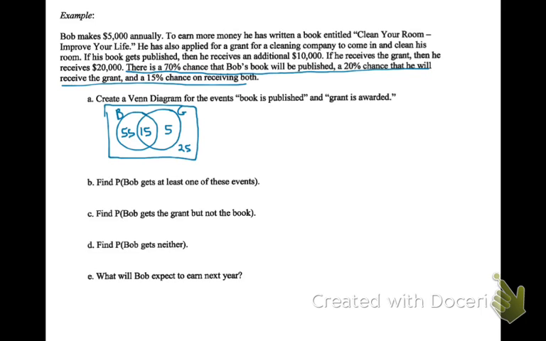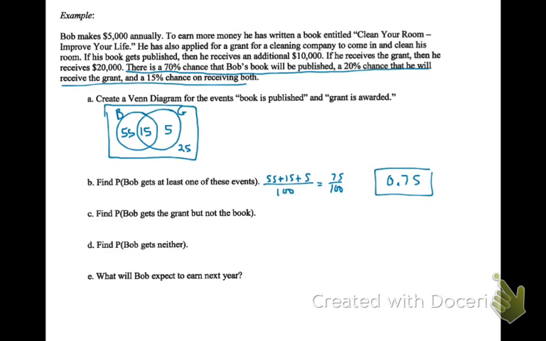First, let's look at part B. Find the probability that Bob gets at least one of these events. The probability he gets at least one of these events is just adding up all the things inside the circles. So it's 55 plus 15 plus 5 divided by a total of 100%. That gives us 75 over 100, so 0.75 is the probability of at least one of these events.